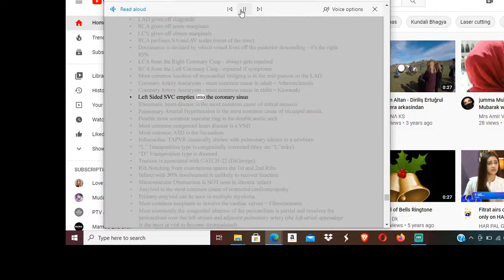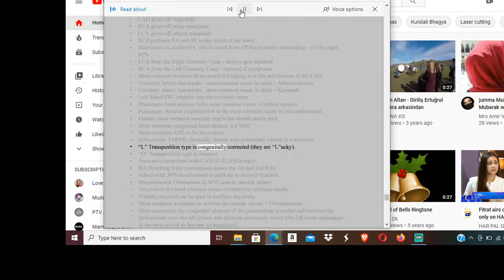Left-sided SVC empties into the coronary sinus. Rheumatic heart disease is the most common cause of mitral stenosis. Pulmonary arterial hypertension is the most common cause of tricuspid regurgitation. Most common vascular ring is the double aortic arch. Most common congenital heart disease is a VSD. Most common ASD is the secundum. Infracardiac TAPVR is classically shown with pulmonary edema in a newborn.